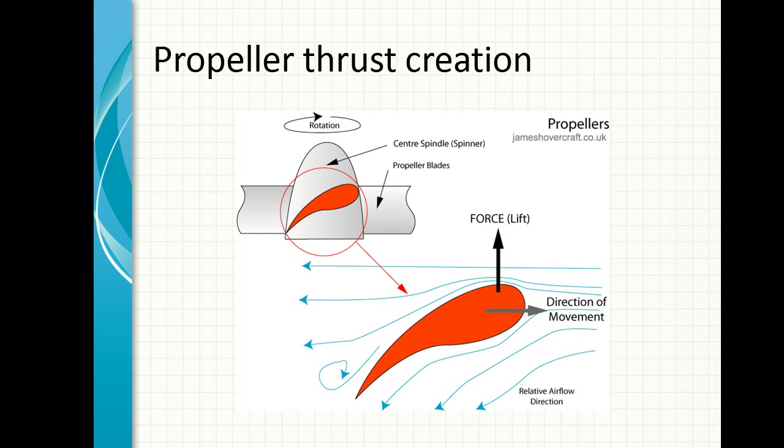Now the simple explanation for the thrust is that these are aerofoils. Every part of the blade is an aerofoil shape, and as it hits the water, with the direction of movement of the water, a force is produced, and the cumulative of all the forces produced is the thrust, which propels the ship forward and pushes the water back. So this is in a nutshell.